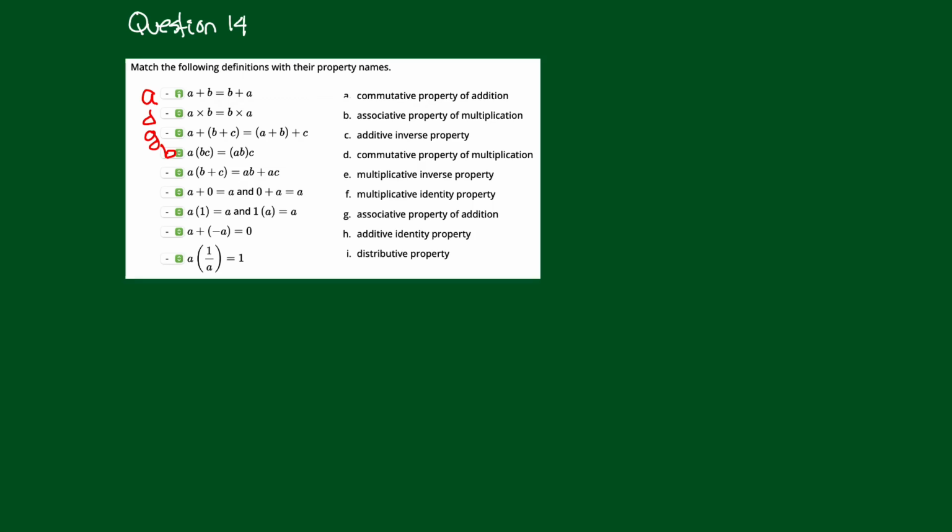And then, what about this? I've got A times the quantity B plus C, and then I've got AB plus AC, right? AB plus AC. This is just the distributive property. Now, do we see any distributive properties here? There it is, down there at the bottom, I. So this is going to be an I.